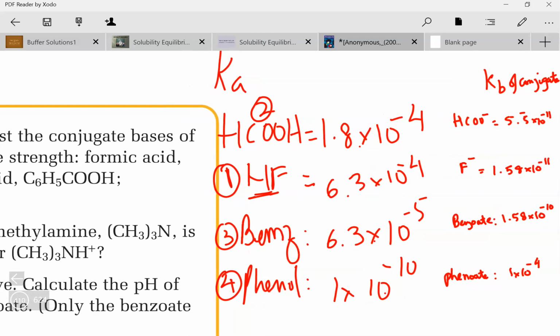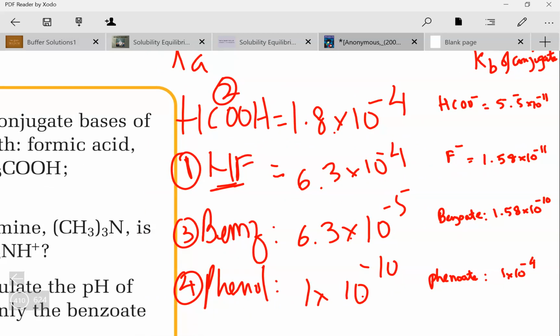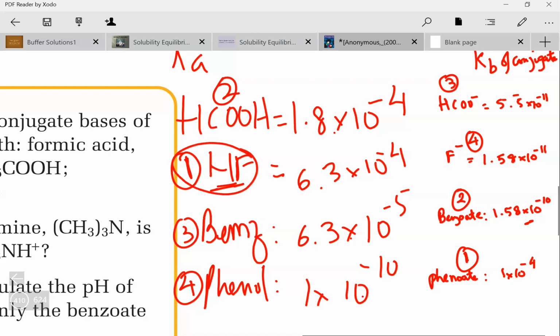And we can see here from our Kb values that the order is reversed. Phenoxide has the highest Kb, and so it will be the strongest conjugate base because its acid is the weakest of the four. Right, so the weak acid will have the strongest conjugate base, and we'll basically have to reverse the order. This will be 2 because this is the next lowest. Then this will be the next lowest, and F minus, because its acid that it came from is the strongest acid, will have the weakest conjugate base.